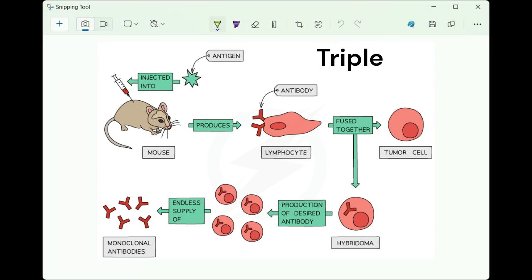And these aren't just for viruses or bacteria. This could be used to detect hormones. The antigen could be a hormone, for example, a pregnant woman's hormone. So it's not only just for diseases.